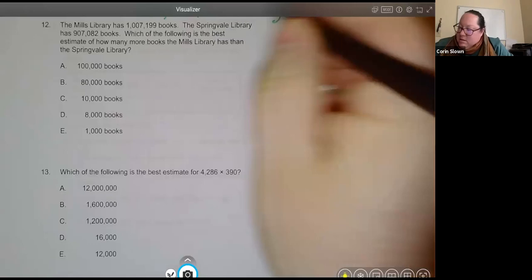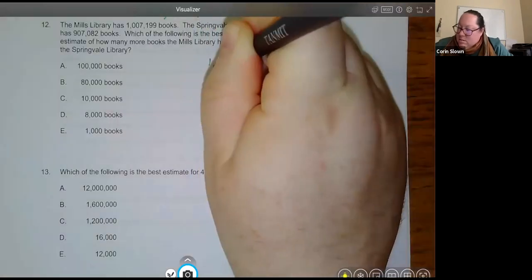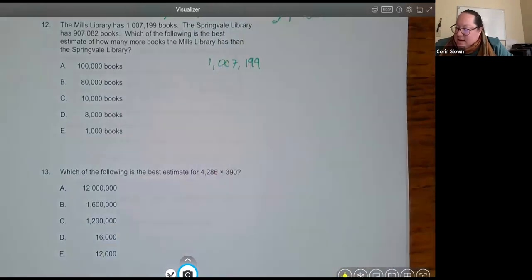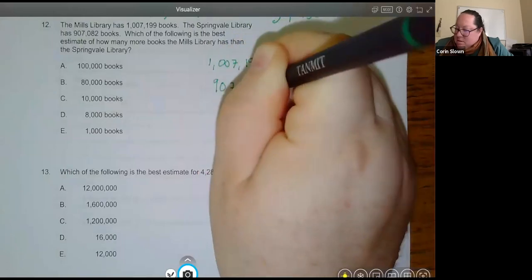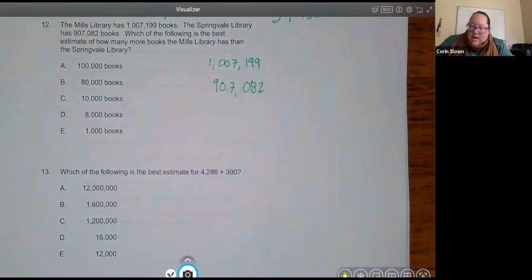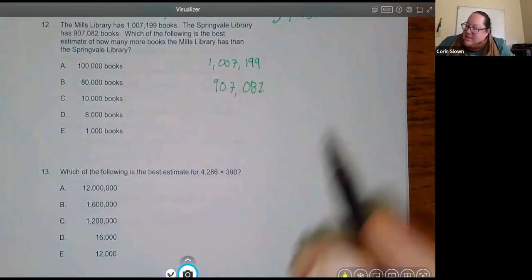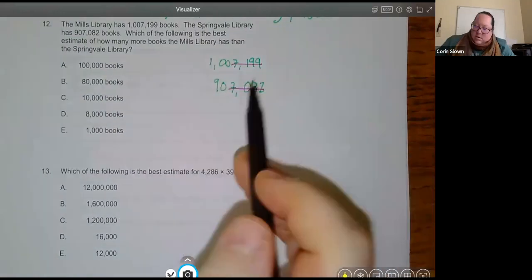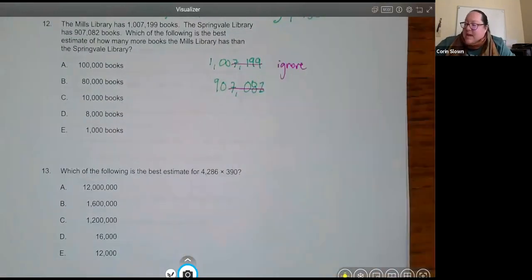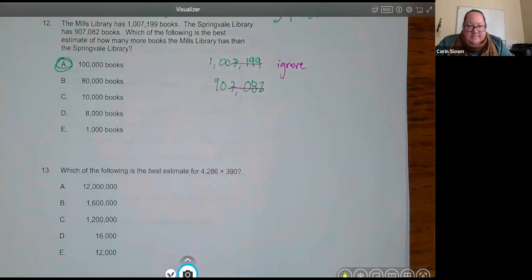I've got 1,007,199 and I've got 907,082. So if I'm thinking about estimates, I want to see a couple of things. I want to see that these numbers are pretty similar. 1,000,000, so I'm ignoring the rest. Then the biggest difference between 900,000 and a million would be 100,000 books. So because this is an estimate, I want to be able to round.